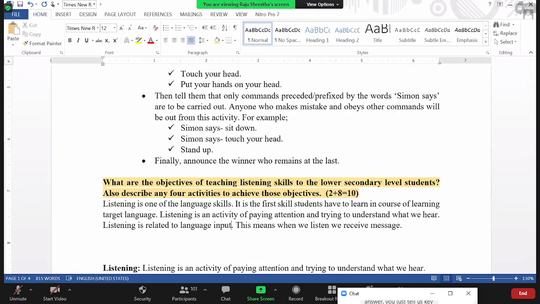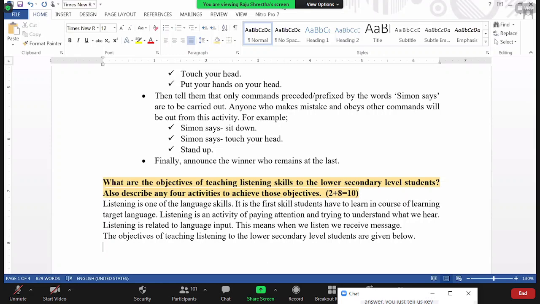Listening is related to language input. This means when we listen, we receive message. Take a question by Anish. What are the objectives of teaching listening to the lower secondary level students? The objectives are given below, and you go to the bullets again. Objectives, what are the objectives?